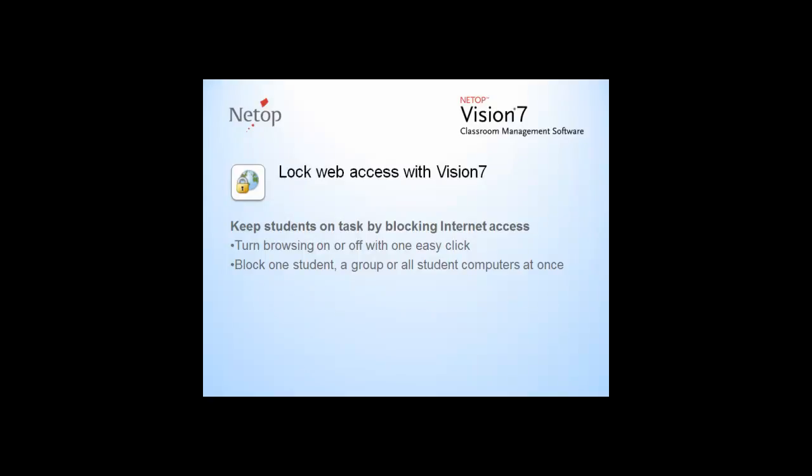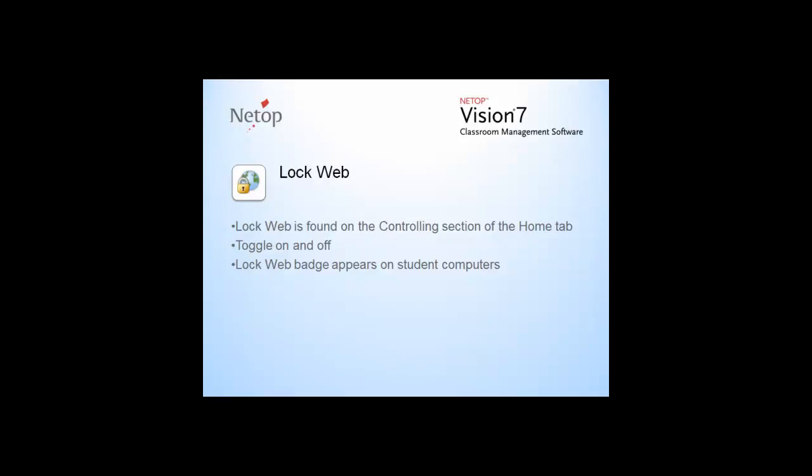Turn browsing on or off with one click, and you can block one student, a group, or all student computers at once. Lock Web is found in the Controlling section of the Home tab. It toggles on and off, and the Lock Web badge appears on student computer icons to let you know they're visually locked from the web.